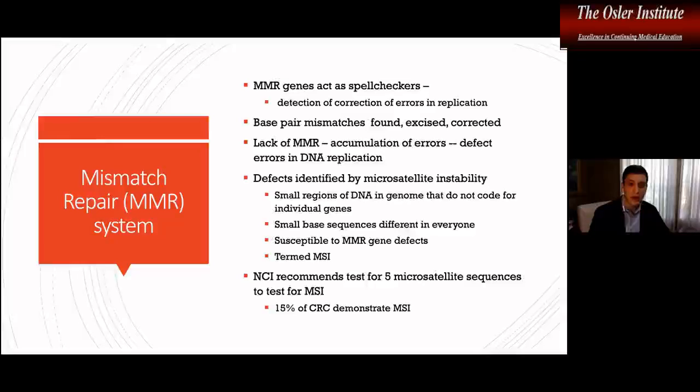Then the mismatch repair system. So MMR genes act basically as spell checkers. They'll detect errors in DNA coding and will correct those errors during replication. If you have a base pair mismatch, they'll find it, excise it, and correct it. And lack of this can lead to an accumulation of errors, which can then lead to defects of DNA replication and defective proteins. And these things are identified by microsatellite instability.